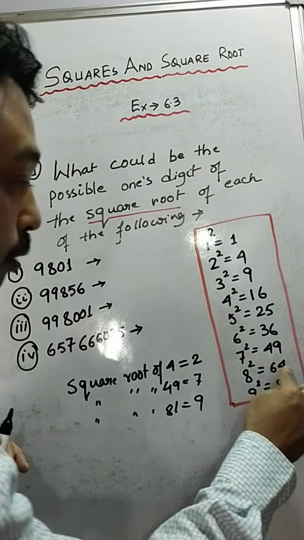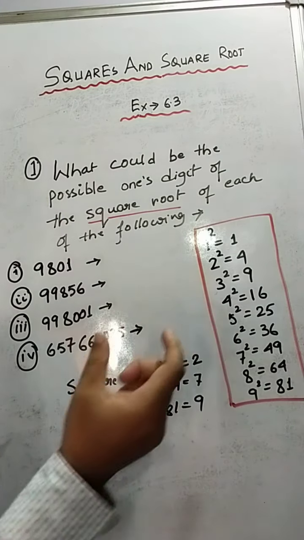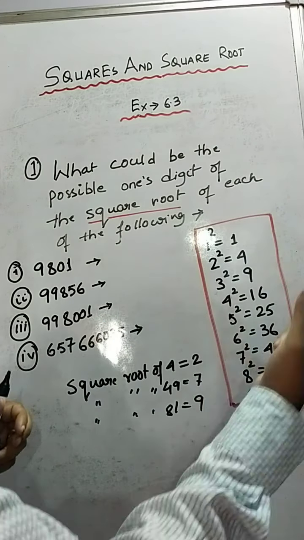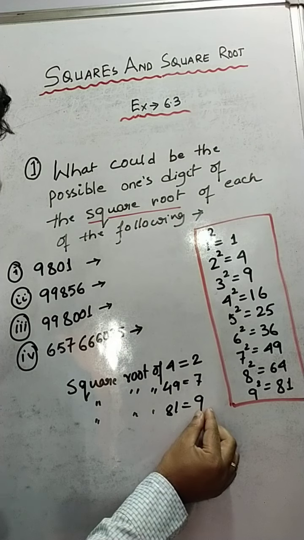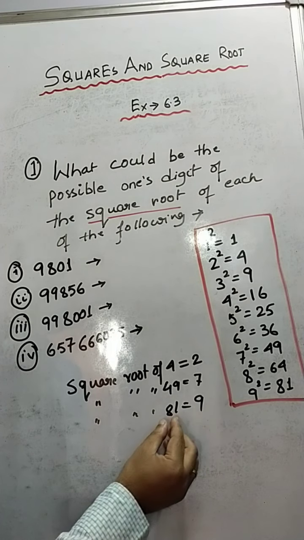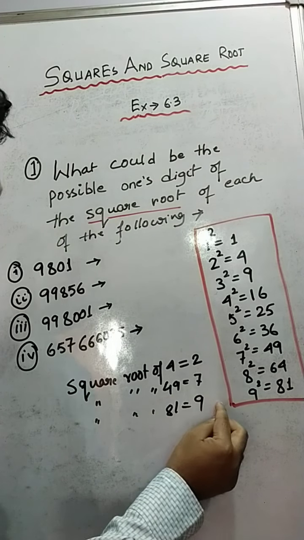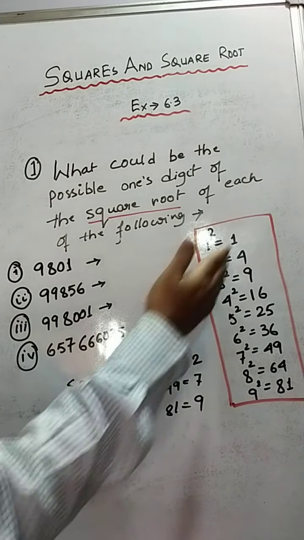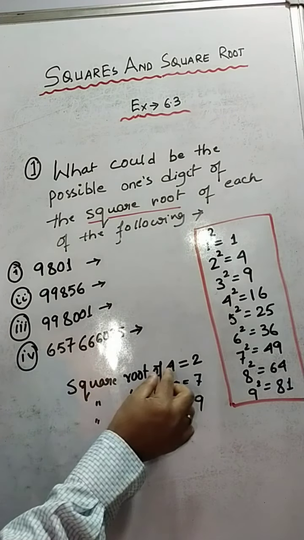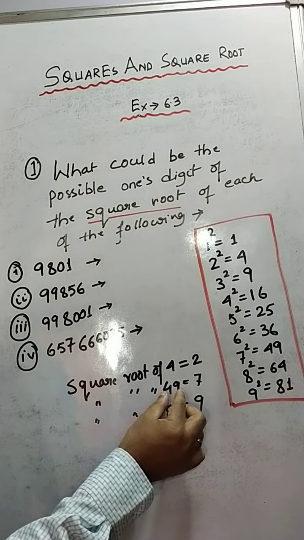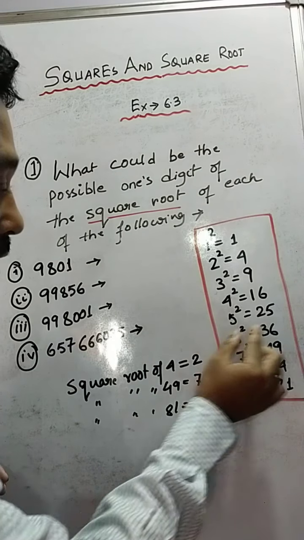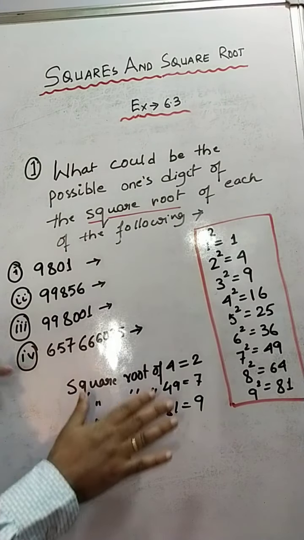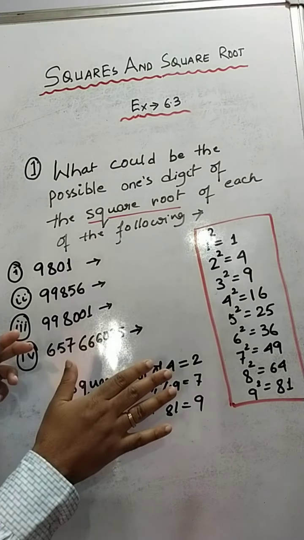The square root of 81 means the number which you have to multiply 2 times to get 81. So this is the number: 9 nines are 81. If I multiply 9 with itself, I will get 81. So this is another way of saying this particular pattern. The square root of 4 is 2, square root of 49 is 7, square root of 36 is what? 6, square root of 25 is what? 5. This is what you have to know.